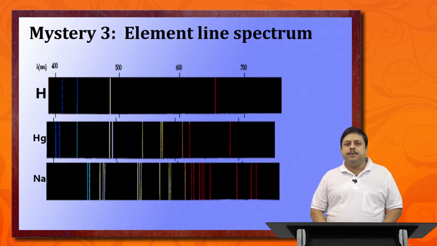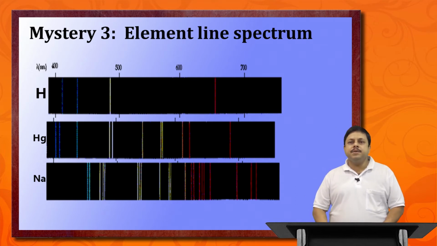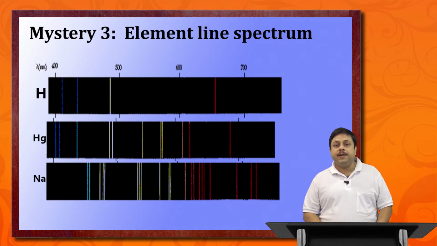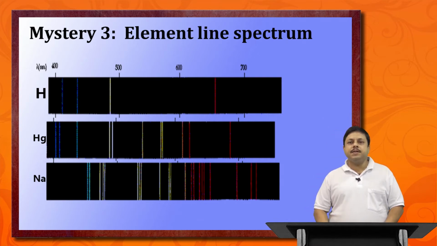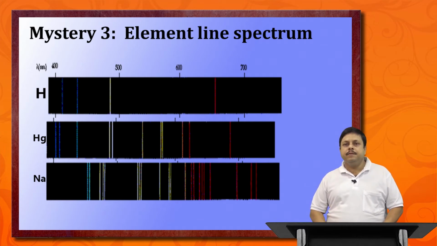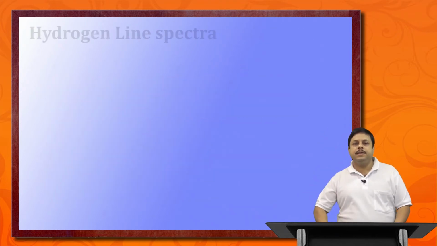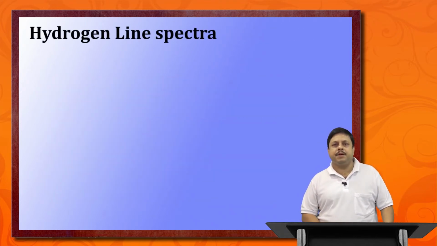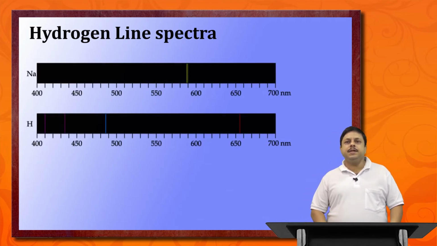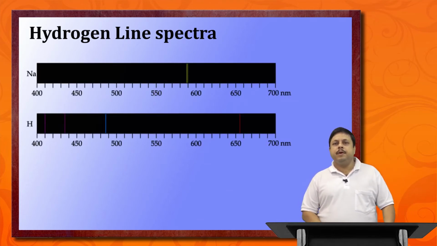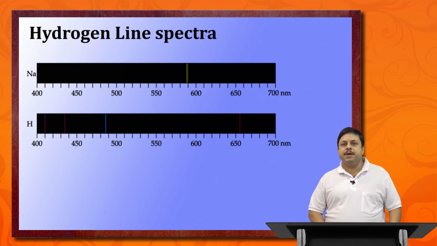This is for hydrogen, this is for mercury, this is for sodium. These were excited atoms emitting light only at certain wavelengths, and the continuum structure was missing. The wavelengths emitted depended on the element chosen within the discharge tube. So let us come to the simplest atom, the hydrogen line spectrum. The bottom one is the hydrogen line spectrum.